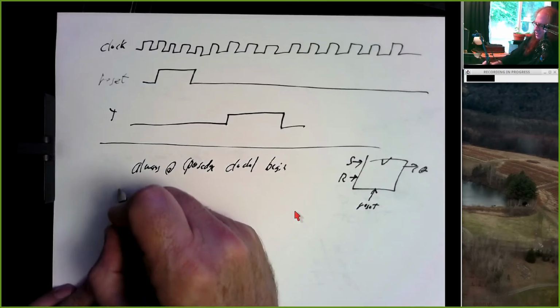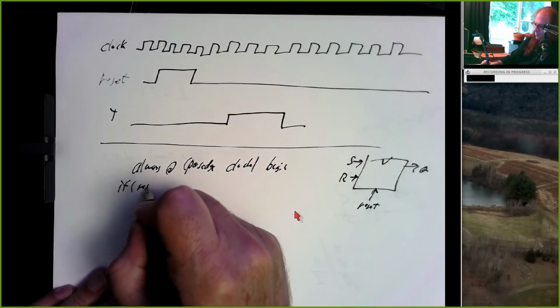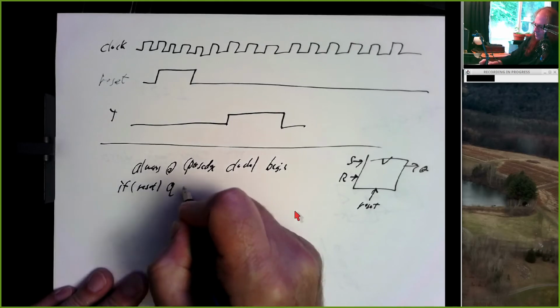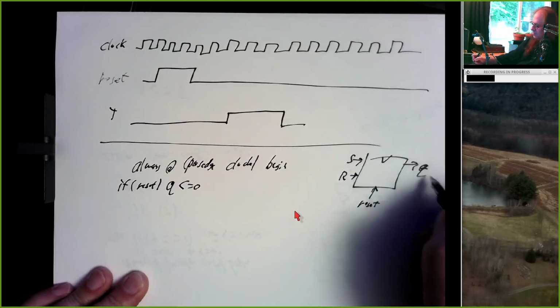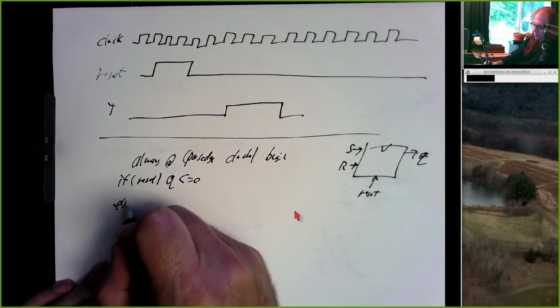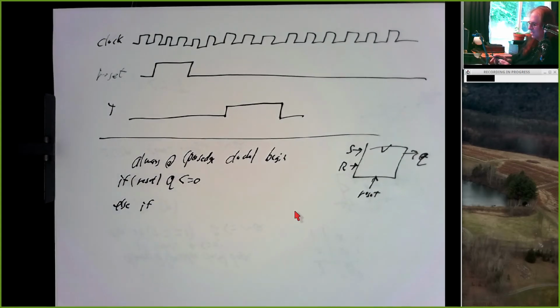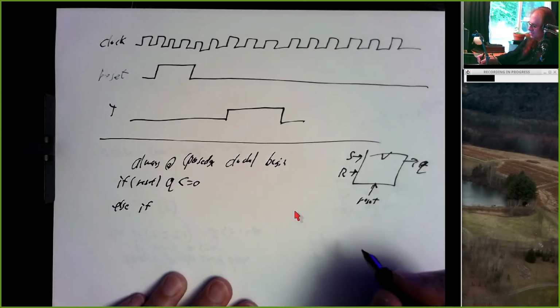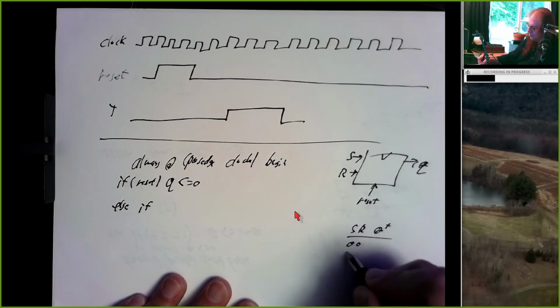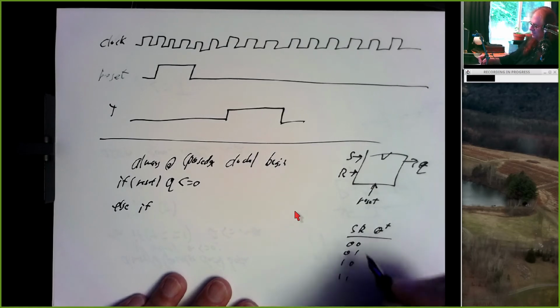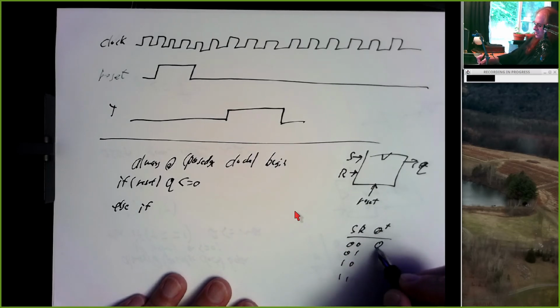So let's have a reset line. If reset, Q becomes a 0. Else, so what does an SR flip-flop do? So if both S and R are 0, it does nothing.